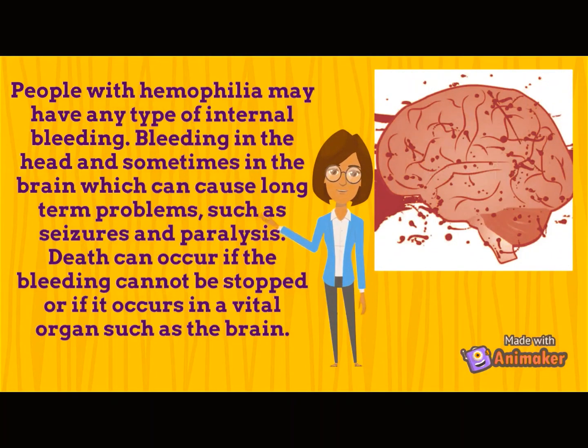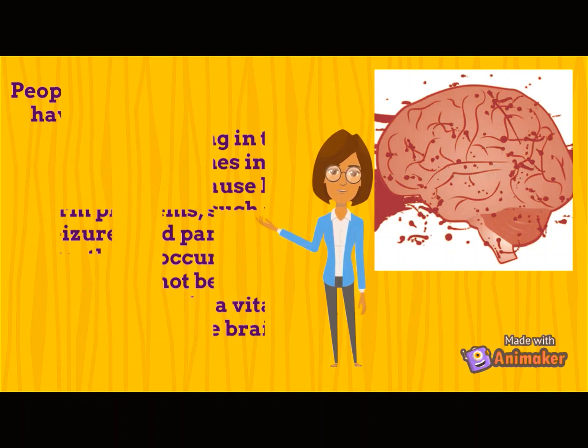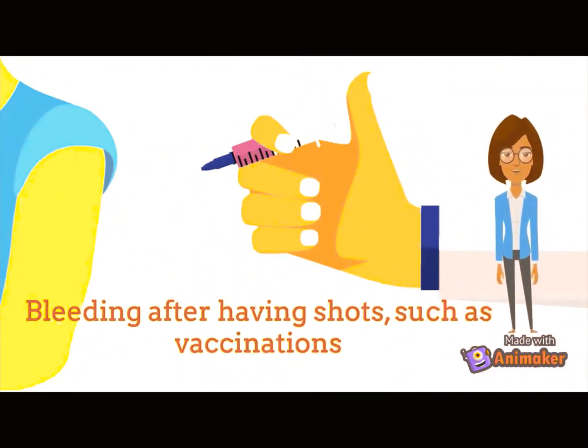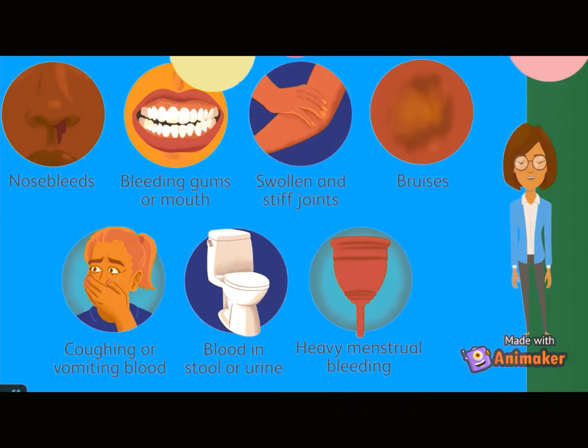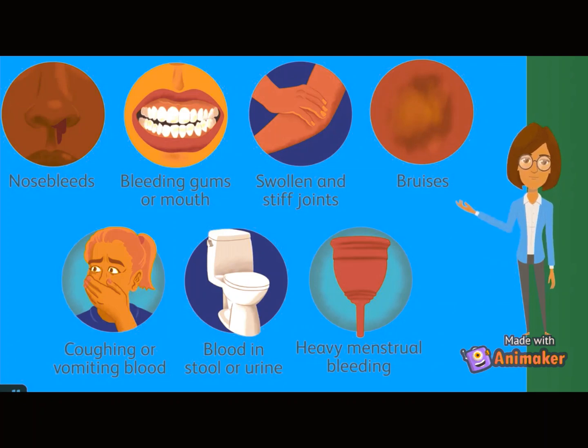People with haemophilia may have any type of internal bleeding. Bleeding in the head and sometimes in the brain, which can cause long-term problems, such as seizures and paralysis. Death can occur if the bleeding cannot be stopped or if it occurs in a vital organ such as the brain. Bleeding after having shots, such as vaccinations. Other symptoms may include bleeding gums or mouth, coughing or vomiting blood, blood in the stool or urine, heavy menstrual bleeding.